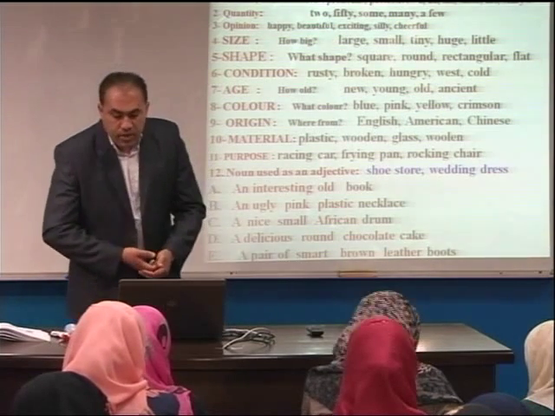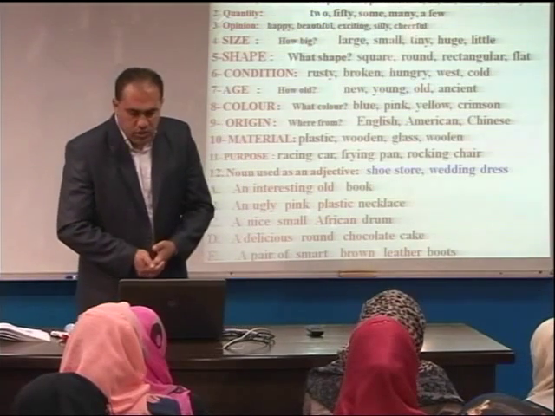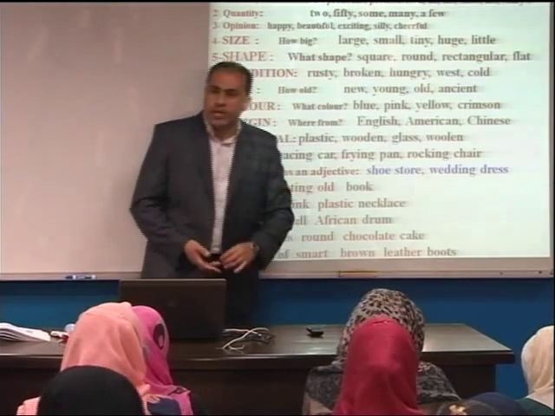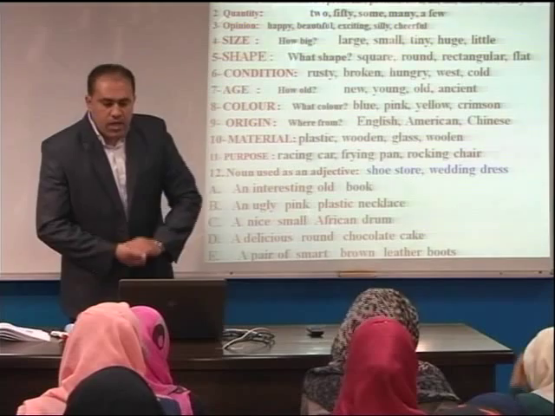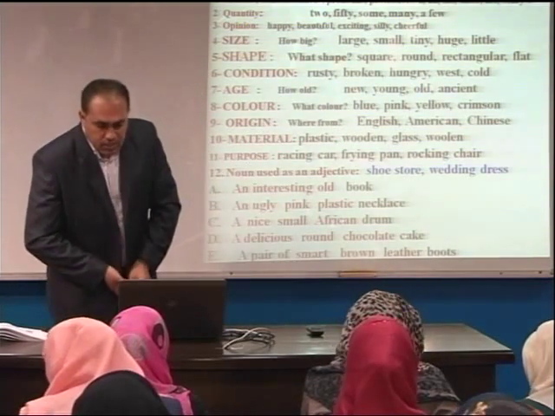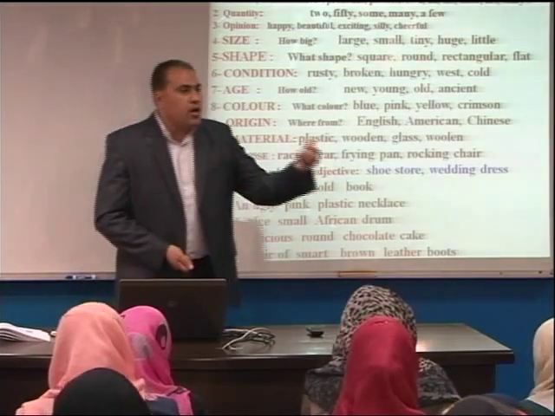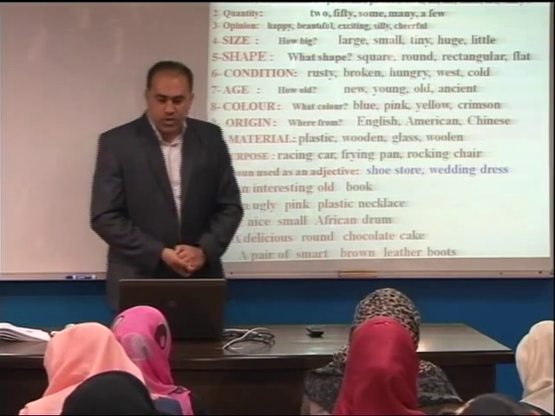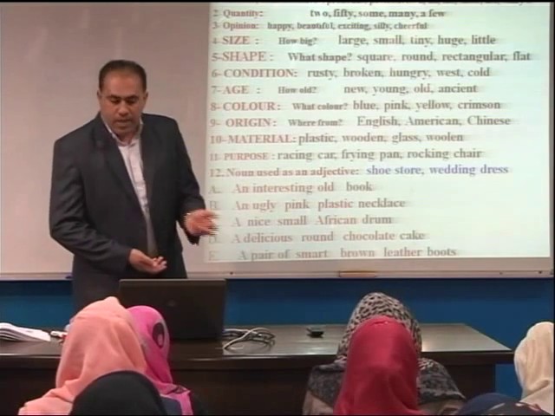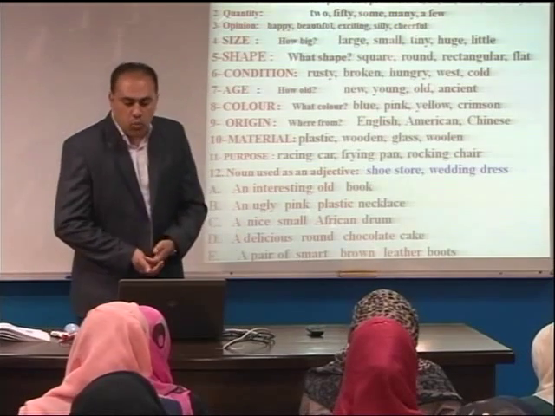After condition, we have the age: new, old, young, ancient, and so on. After the age comes the color: blue, pink, yellow, crimson, green, and so on. And after the color, the origin, where it comes from. For instance, English, American, Chinese, Indian, and so on. And then we have the material. What is it made of? For example, plastic, wooden, glass, woolen, and so on.